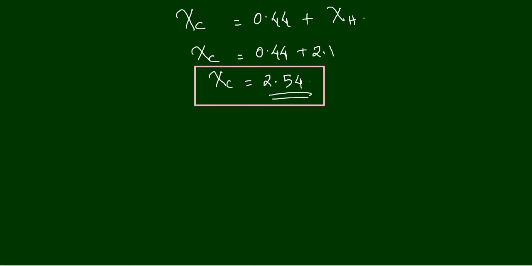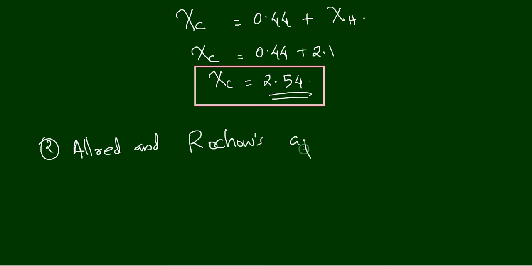Now we can go for another approach of electronegativity. The second approach is Allred and Rochow's approach. In Allred and Rochow's approach, the electronegativity is considered as the electrostatic force of attraction exerted by the nucleus of an atom on the valence electrons.